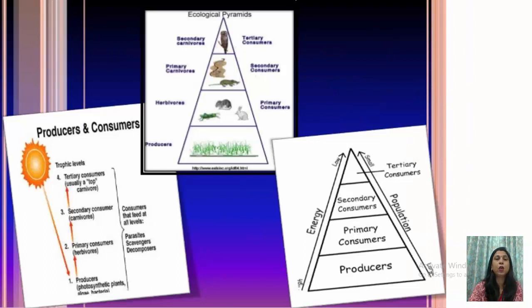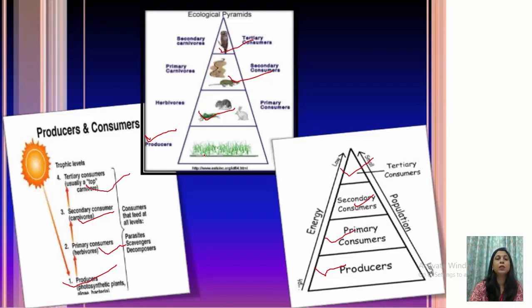You can see these are ecological pyramids. They are also known as pyramids of number. You can see at the base in all there are producers. After producers, primary consumers, that is the herbivores. Then secondary consumers, which are the carnivores. Carnivores means small carnivores. Whereas tertiary consumers are the large carnivores.